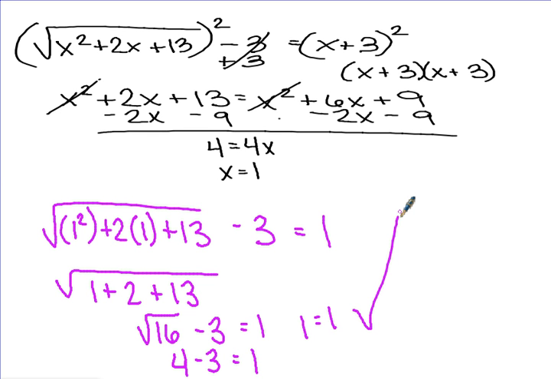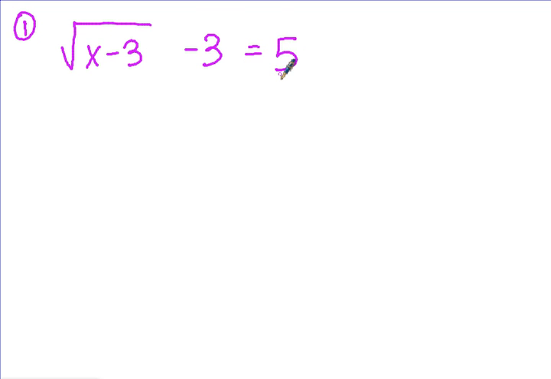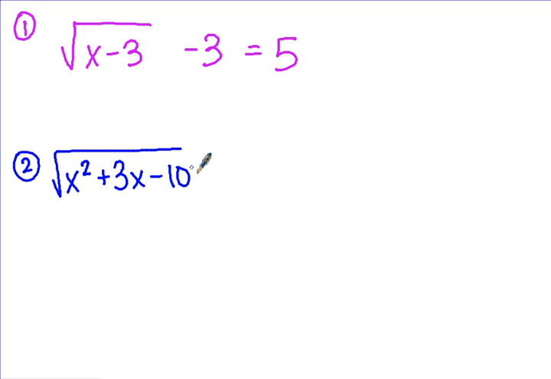All right, I'm going to write 2 examples up on the board. I want you to go ahead and solve these 2 examples, and we will go over them in class. The first one is the square root of x minus 3 equals 5. The next one is the square root of x squared plus 3x minus 10, plus 2, equals x. Keep in mind as you're doing these that you need to check to make sure that the solution is a real solution.